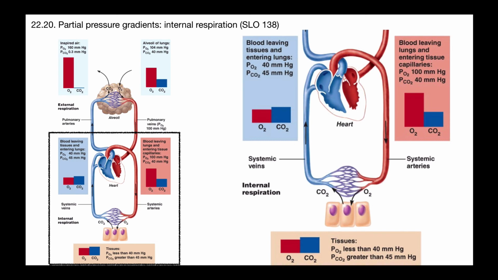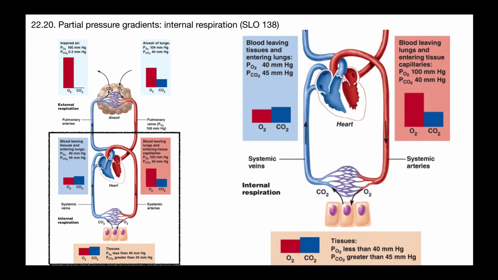Now, after that blood has left the left heart and gotten out through the systemic arteries to the capillary beds, the tissues at the bottom, notice they're going to have less than 40 millimeters of mercury of oxygen, but could be greater than 45 millimeters of mercury of carbon dioxide. So the oxygen is going to tend to go where it's in high partial pressure in the blood to where it's in lower partial pressure in the tissues. And carbon dioxide is going to do the opposite, where it's in slightly higher partial pressure in the tissues, so it's going to go into the blood.